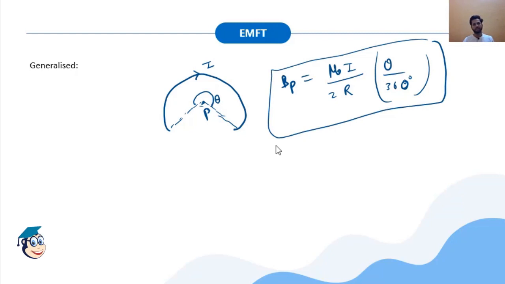So what if the ring is a half ring? Then this quantity will be halved, so B at P is equal to mu naught I over 4r for a half ring. Similarly, you can solve for n rings. Mu naught I over 2r would be multiplied by n in that case.